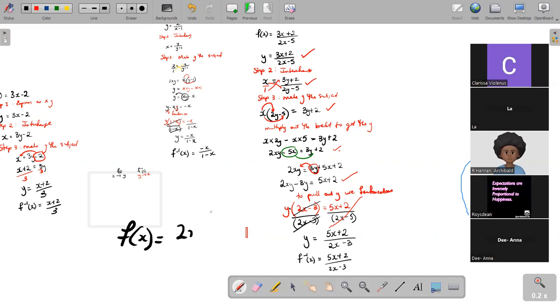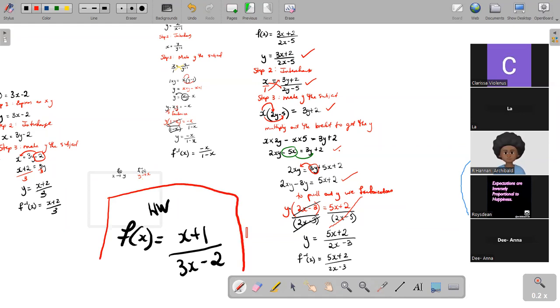So I want you to try this one for me. 2x. Oh, let me give you an easier one. So try this one for me. This is homework. x plus 1 over 3x minus 2. This is your homework challenge question here in the red box. Did everybody get a chance to take a picture of the question from before? Do I need to zoom in? Let me know.